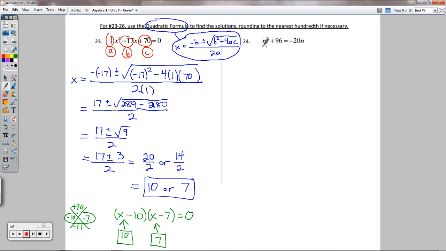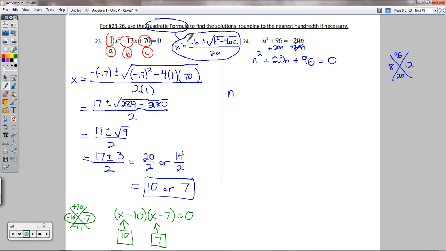All right, 24 looks like it's not equal to 0. One side not equal to 0 yet. So if you add 20n to both sides, that'll do that for you. And everything looks like it'll be positive there. This one, it's actually possible to come up with a combination once again for 96 and 20. It would be 8 and 12. So we're going to expect our answers to be the opposite of the factors, negative 8 and negative 12. But let's see, using the quadratic formula, that works.